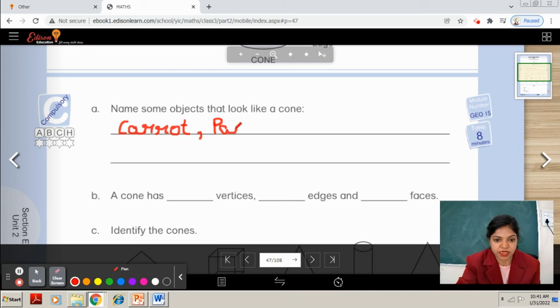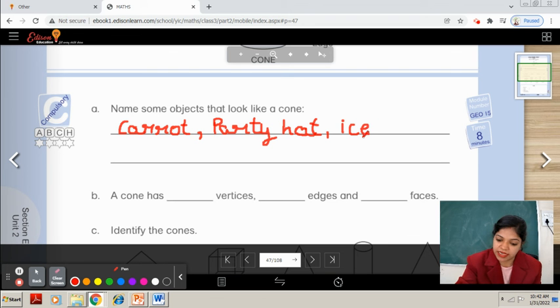Spelling of party. P-A-R-T-Y. Party. Hat. What are the spellings of hat? H A T. Yes. Give me more examples. Ice cream cone. Yes. Do you like ice cream? Okay. Ice cream cone.